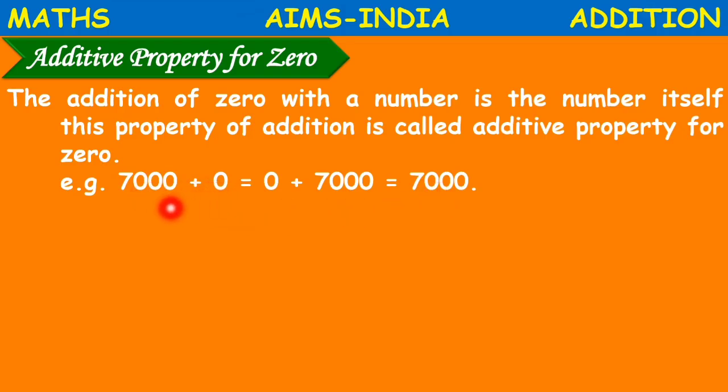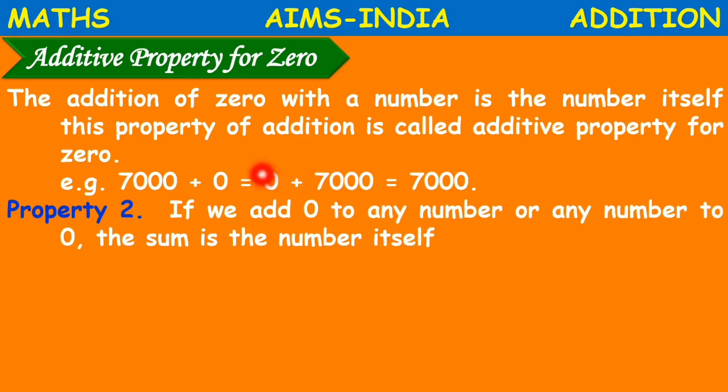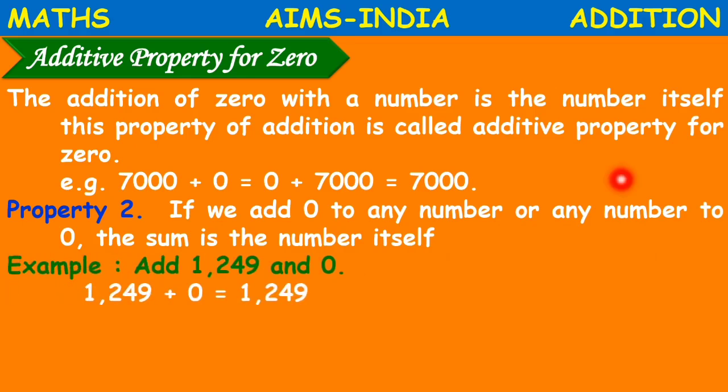See, whenever we add 0 to a number or we add a number to 0, yes, 7000 plus 0 or 0 plus 7000, however we add, the answer will be the same, which is 7000. Now this is called our additive property of 0. If we add 0 to any number or any number to 0, the sum is the number itself. Clear, students? This is very easy, right? We have already done this in the previous classes.